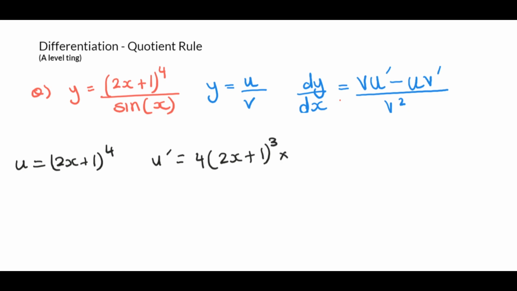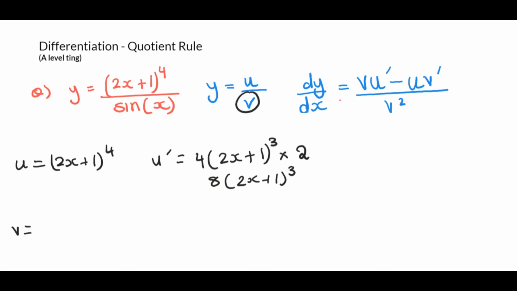And then you're going to times this whole thing by the derivative of the inside here. So what happens when you differentiate 2x plus 1? It's going to be 2, so you times by 2. And that's the answer. So u dashed simplified is going to be 4 times 2, which is 8, and then (2x plus 1) cubed. So that's u dashed.